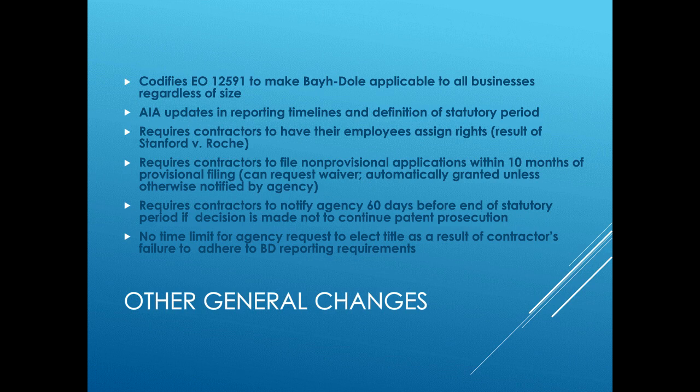And it eliminates the time limit for an agency to request to elect title as a result of a contractor's failure to adhere to Bayh-Dole reporting requirements. Previously, if a contractor failed to disclose an invention or failed to elect title within the required timeline, an agency only had 60 days to request to elect title as a response to that noncompliance. Under the new Bayh-Dole rule, an agency can request title indefinitely, any time after they become aware of a contractor's failure to either disclose an invention or to elect title to an invention in a timely manner.